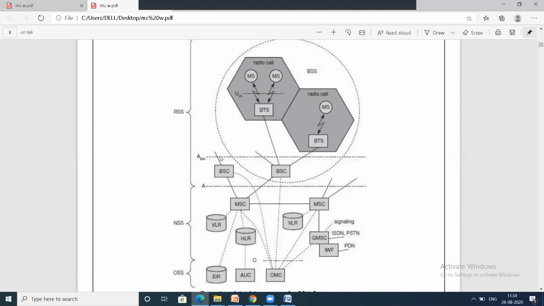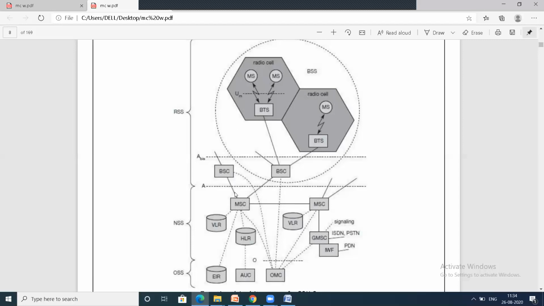See here, I told you about interfaces. This is one interface between BTS and MS, that is Um. Here one more interface, this is the Abis interface. Already I told you in the GSM protocol stack, the interface between BSC and BTS is called the Abis interface, Abis.